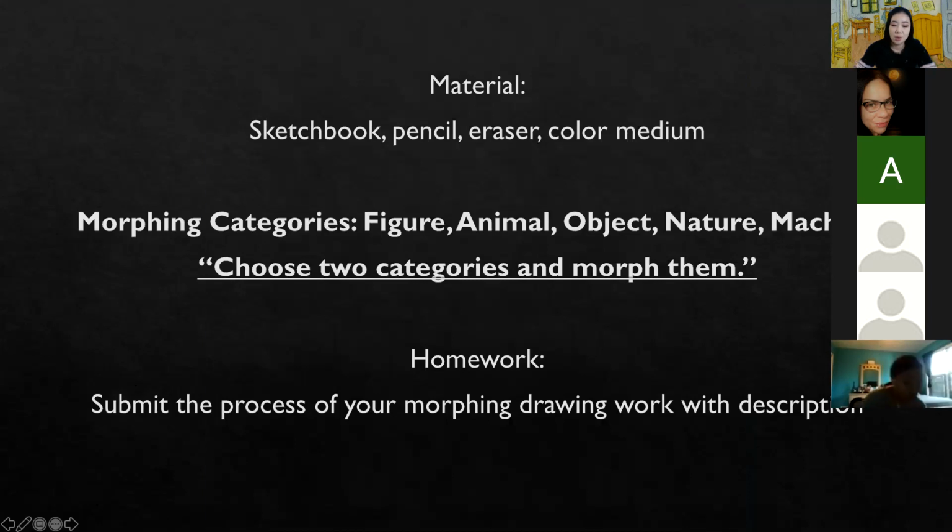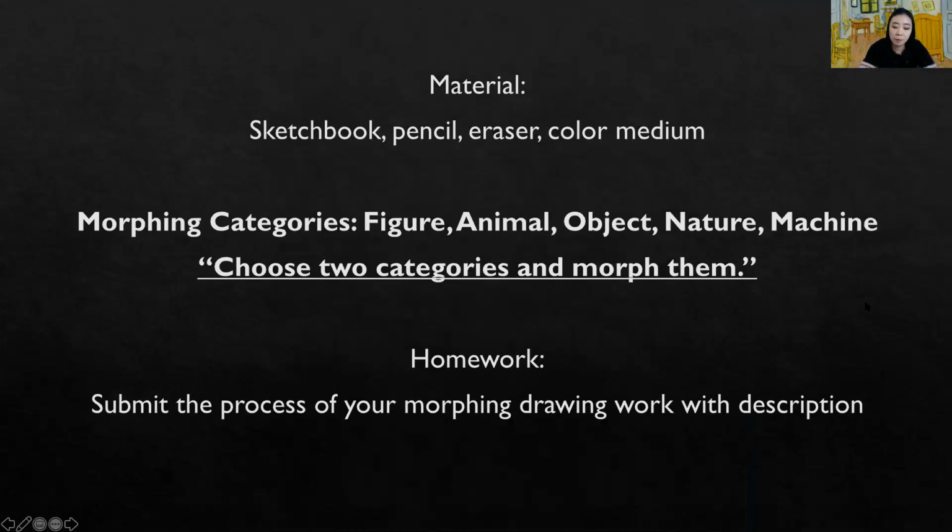All right, so you will need a sketchbook, pencil, eraser, and any color medium you have for this project. There are 4 categories: figure, animal, object, and nature. Please choose 2 categories and morph them. For example, you can choose a figure and a horse among animals for a morphing drawing. And as usual, please post the process of your morphing drawing work with a description and reply to your peers by tomorrow.